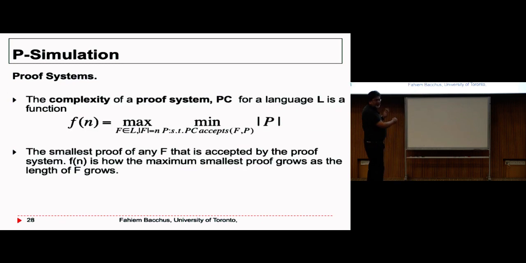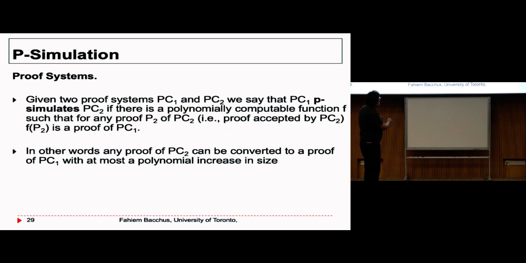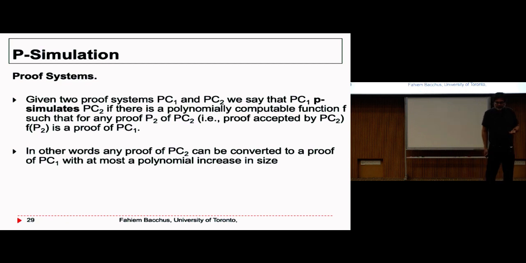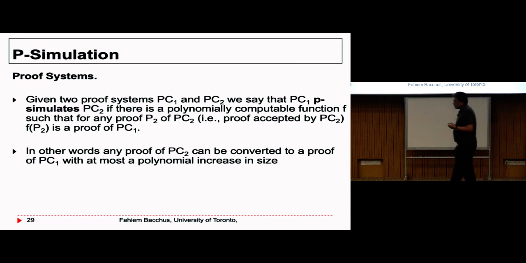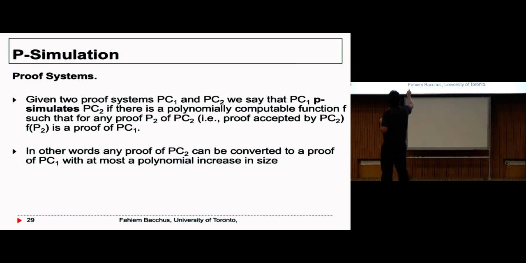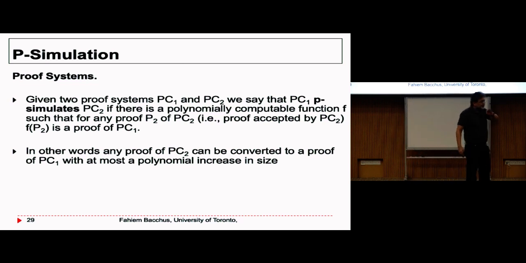So it's a measure of how fast this proof size can grow in the worst case. And then with that notion, we can define p-simulation, which is that we have 2 proof systems, PC1 and PC2, and we say that PC2 can p-simulate PC1 if there's a function that converts proofs in PC2 into proofs of PC1 in polynomial time. In other words, any proof in proof system number 2 can be converted to a proof in proof system number 1 that's not much bigger.